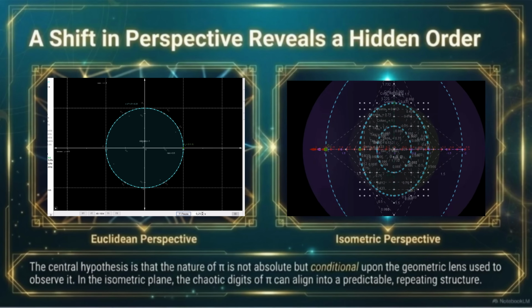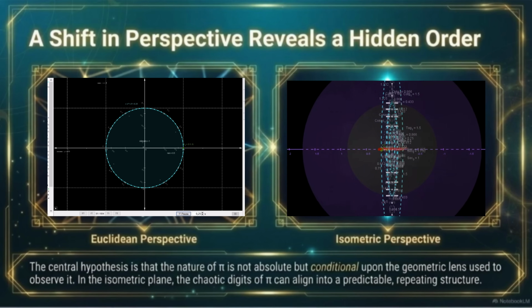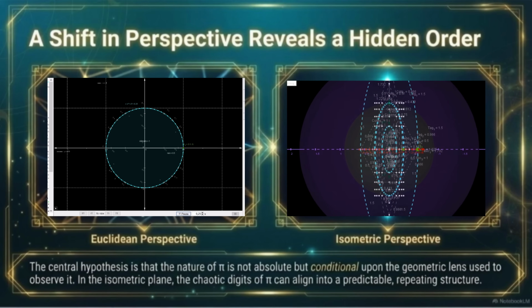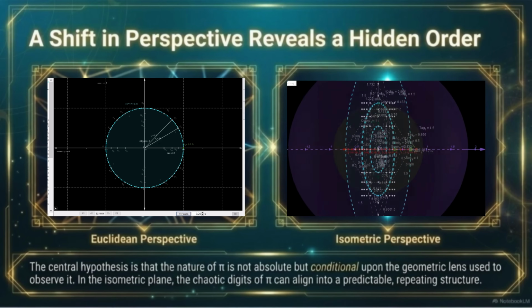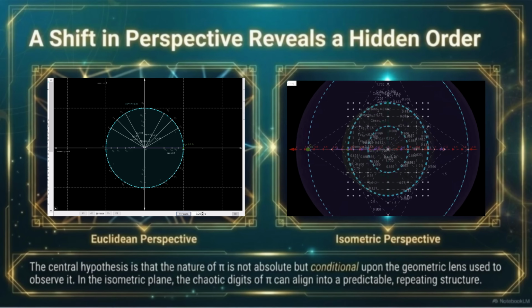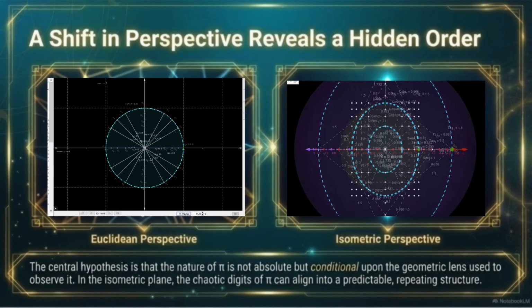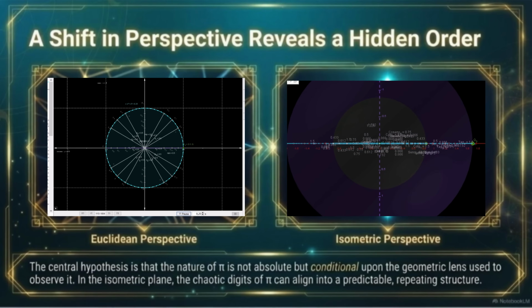And this slide really shows you what that means. It's such a powerful visual contrast. On the left, you've got our traditional Euclidean view, where everything can seem pretty complex. But on the right, inside what the author calls the isometric plane, a hidden order just appears. You can think of it like a different kind of geometric grid, one where the main idea is that pi's chaotic digits can actually line up into a predictable, repeating structure.